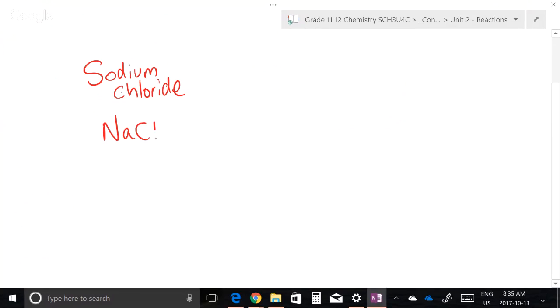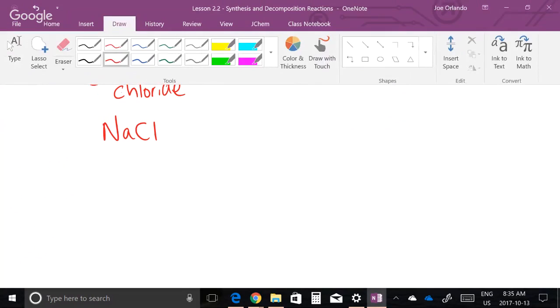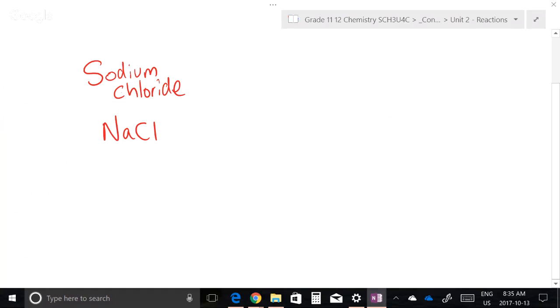So, a single displacement reaction, it says right there on your note, is one where a compound and an element react. So let's pick a compound, a nice easy one. Give me an ionic compound. Sodium chloride, okay. And sodium chloride has what formula? NaCl. Very good. You don't need to write this out yet. This is just reviewing the grade 10 stuff, so you don't even need to put this in your note.